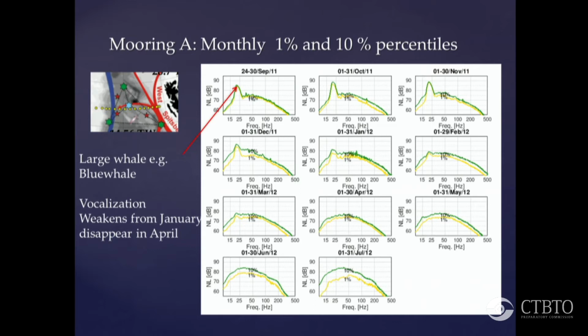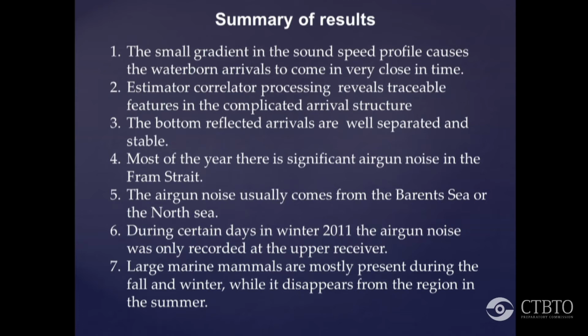So to summarize the results, the small gradients in the sound speed profile that we have in the Fram Strait cause the waterborne arrivals to come in very close in time, and they are also influenced by the variability in the oceanography in the Fram Strait. But we are able, through processing, to reveal some of the traceable features. And we have used, or we plan to use, that in the inversions using the sensitivity kernel. And then the bottom reflected arrivals are also well separated and stable, and we also plan to look into that in the inversion process because our goal in climate monitoring is to get the temperature.